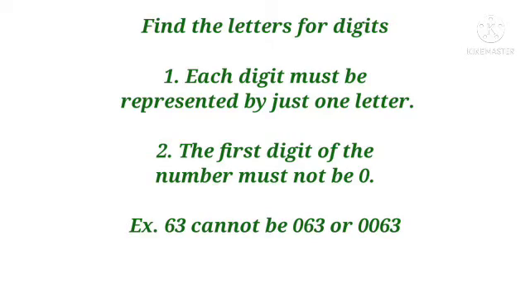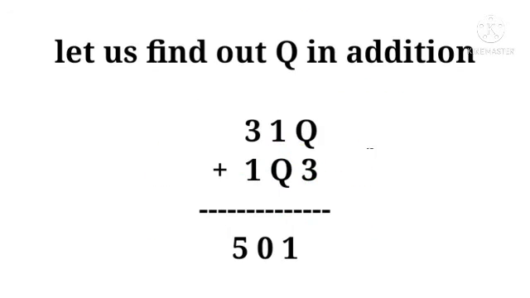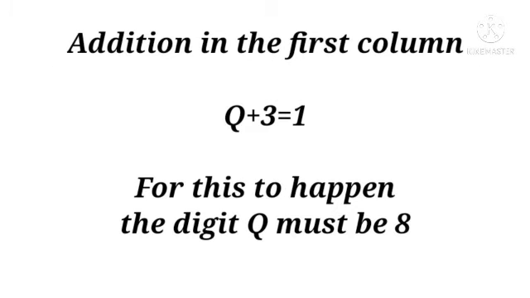The major rule for the puzzle is that it must have just one answer. Let us understand this with an example. Find out Q in addition. 31Q plus 1Q3 gives us 501. There is just one letter Q whose value we have to find.